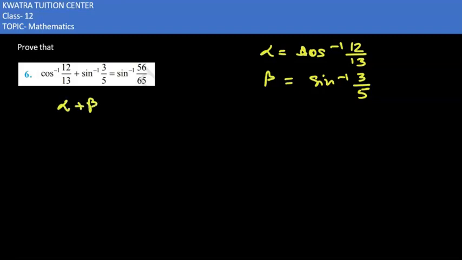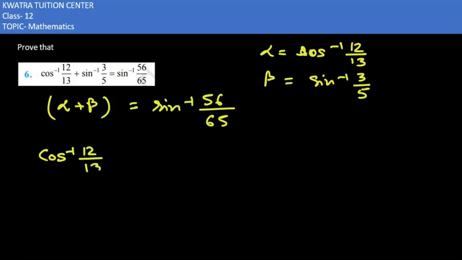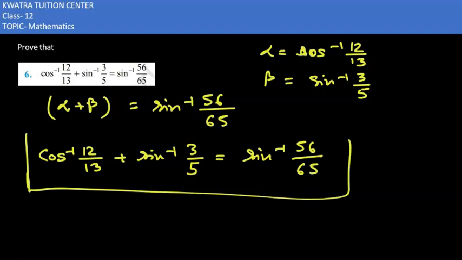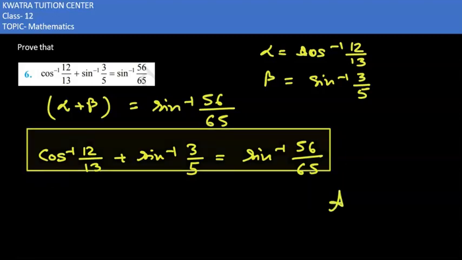So our previous equation was alpha plus beta is equal to sin inverse 56 by 65. So we just need to put our value of alpha and beta in the equation. So this will become cos inverse 12 by 13 added by sin inverse 3 by 5 is equal to sin inverse 56 by 65. So this is the required equation which we need to prove. So hence the equation is proved over here. This is the answer.